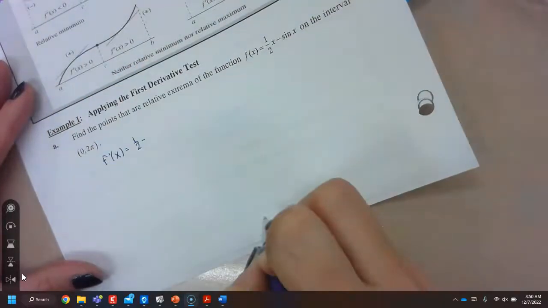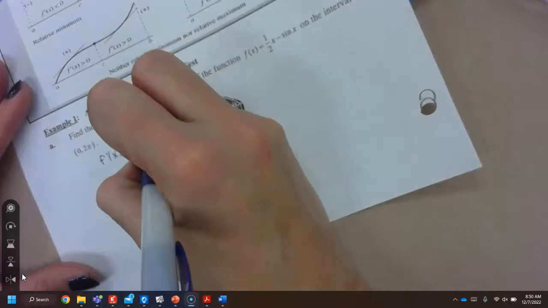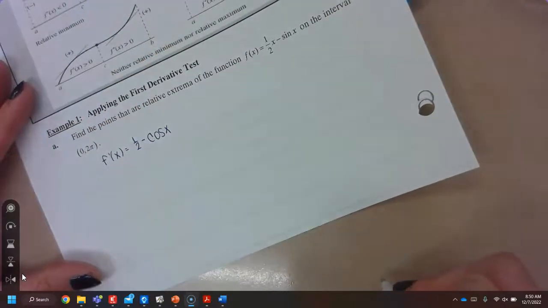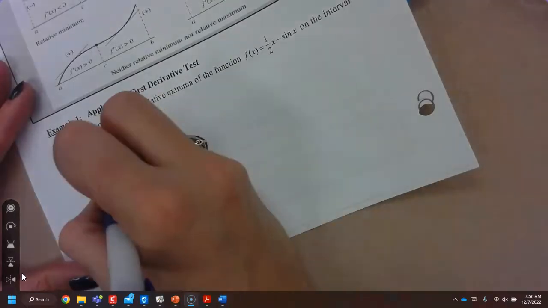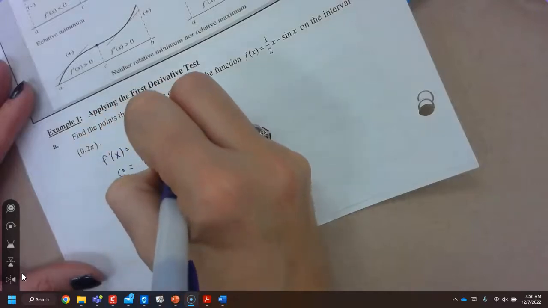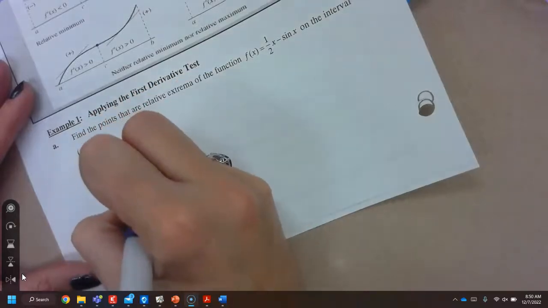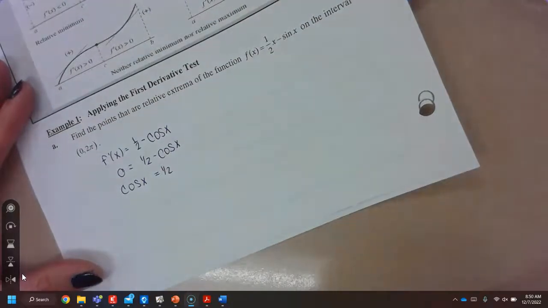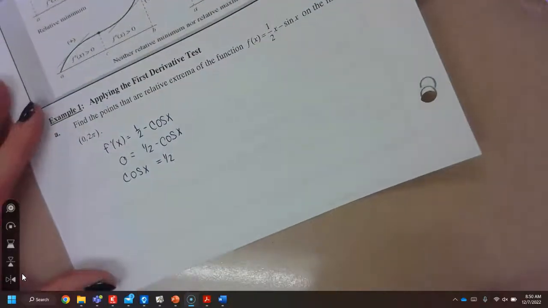And then derivative of sine is cosine. So I get 1/2 minus the cosine x. And then the first derivative test says find where it is equal to 0 or does not exist. So you solve for cosine x equal to 0 with the 1/2. So then you get the cosine of x equals 1/2.